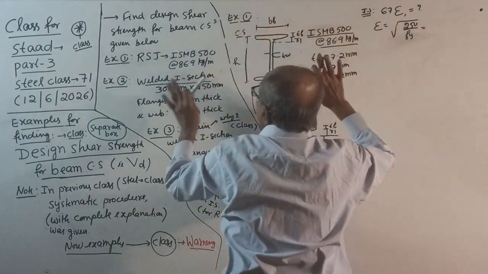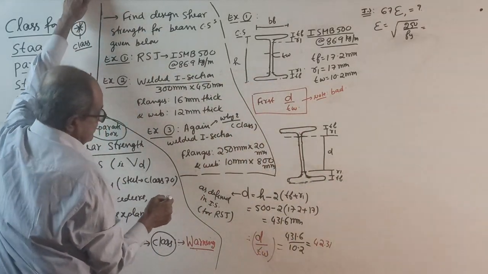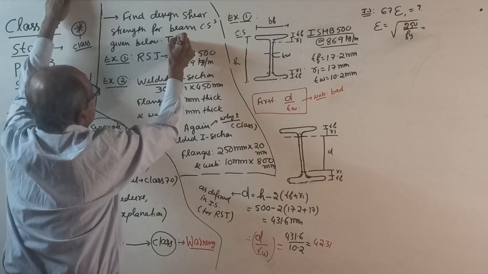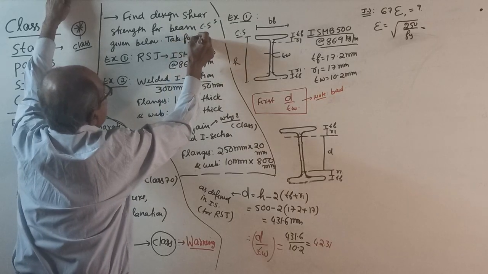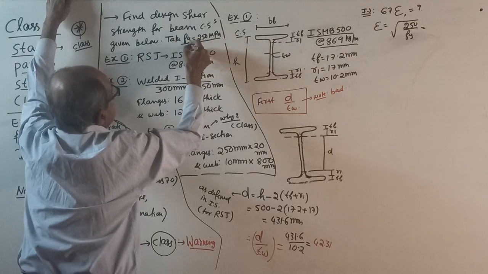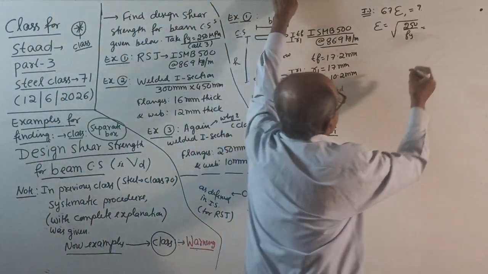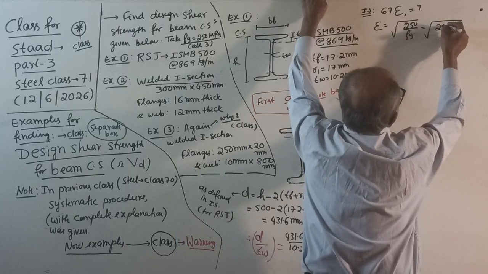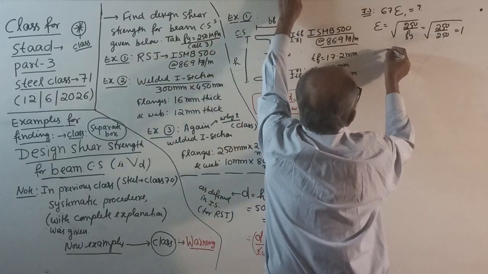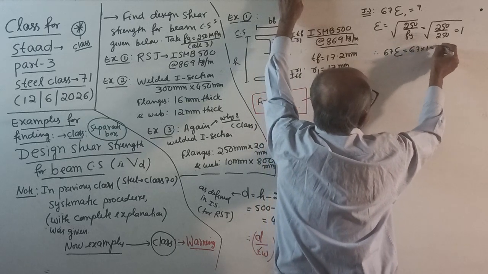I told you, in all the questions I have given here, I have not given Fy, so I will give it here. Take Fy as 250 MPa for all three questions, to save time. So root of 250 by 250 equal to 1. You know it. Therefore, your 67 epsilon equals 67 into 1 equals 67.